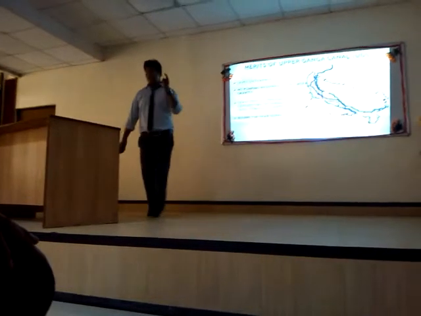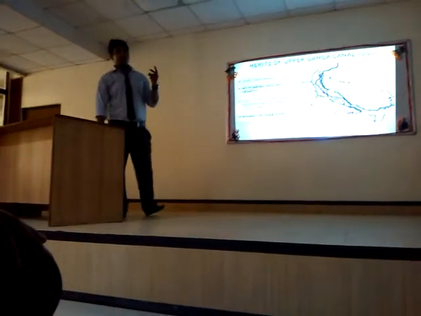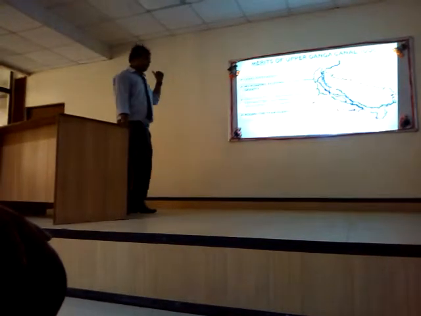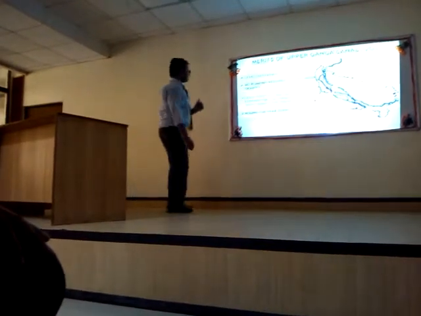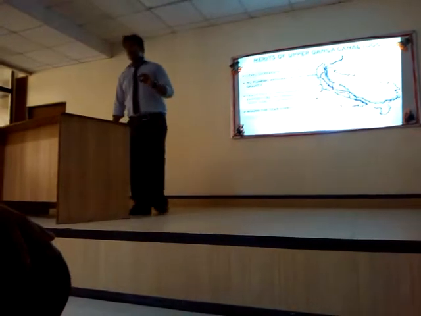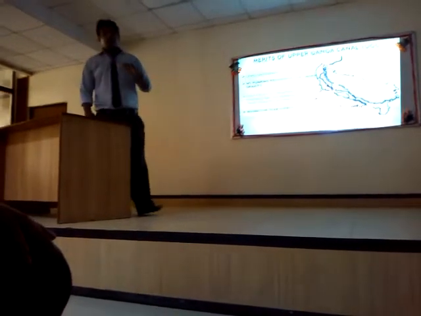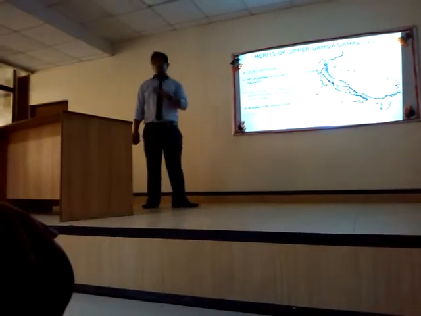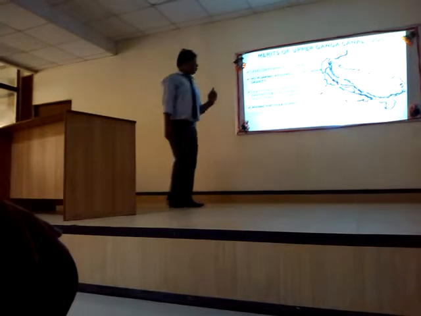There is a level difference of approximately 34 meters. 34 meters means the water coming from the Ganga canal to Agra comes without any type of lifting, without any type of pumping. So there is no requirement of any pumping here. The water is coming only due to gravity.